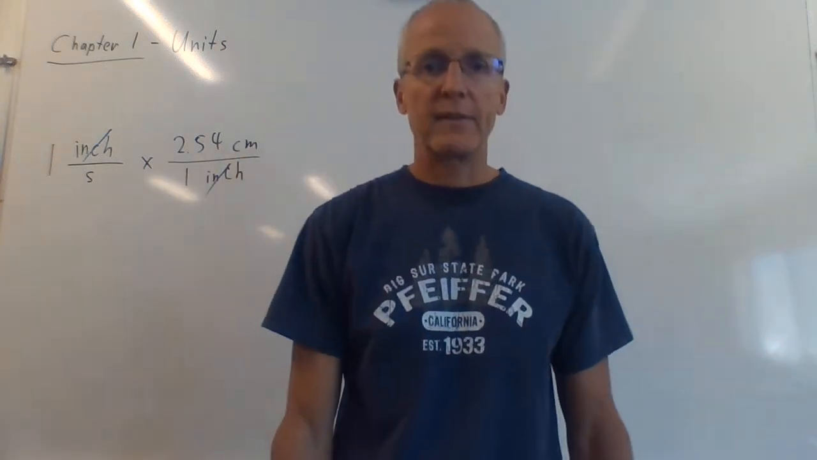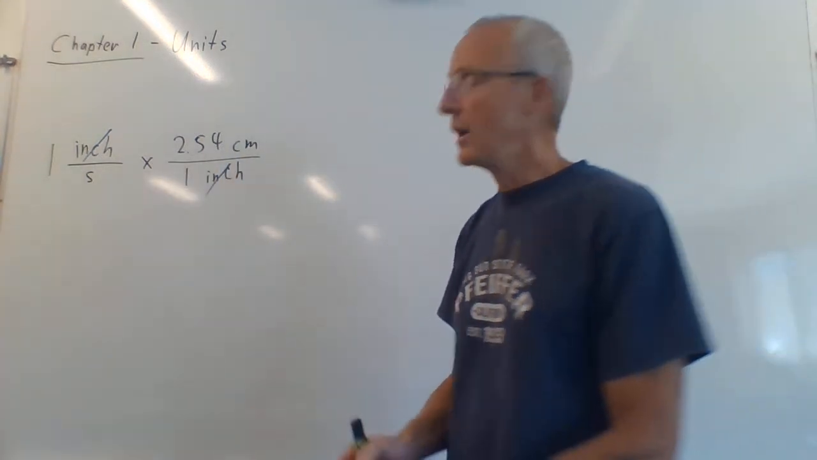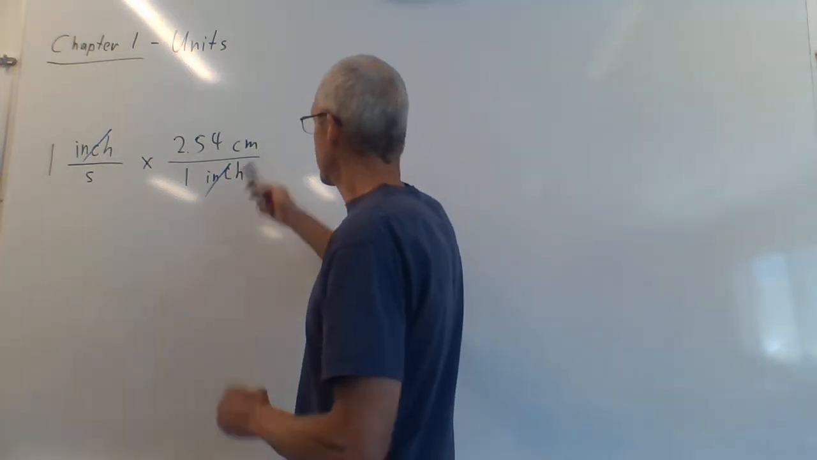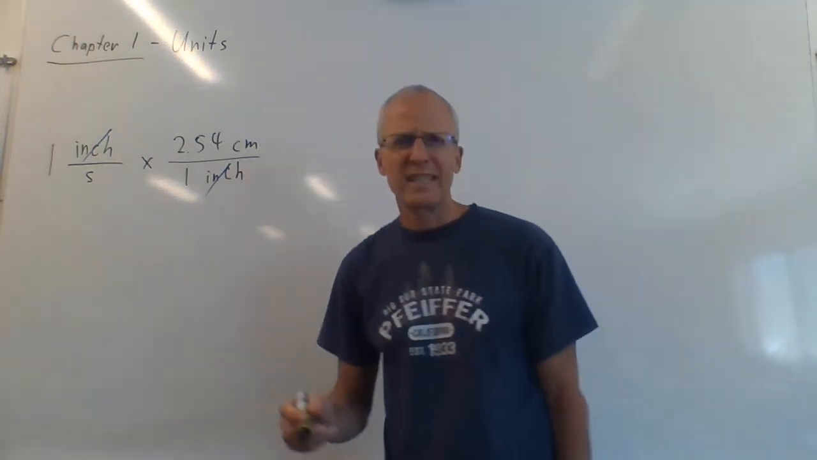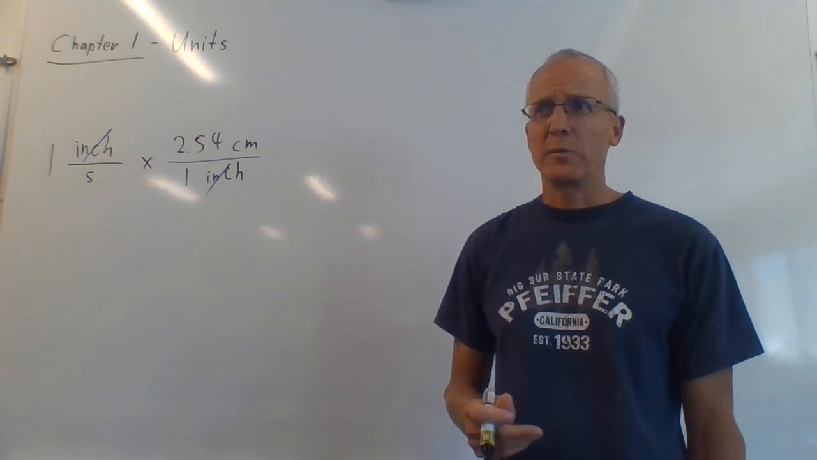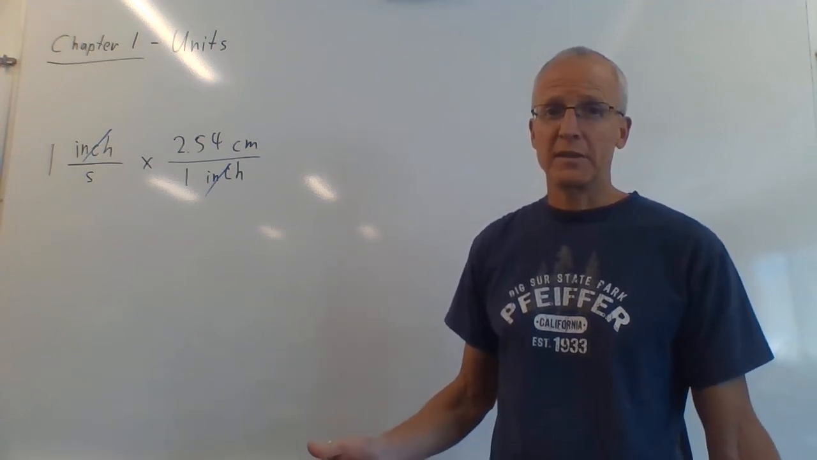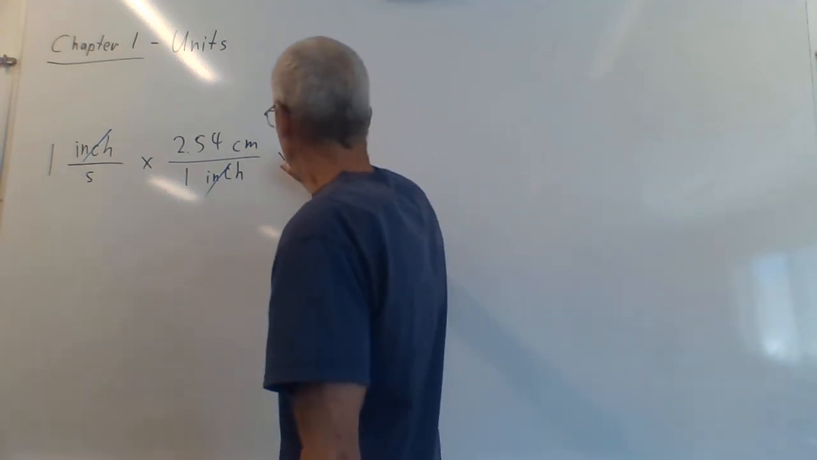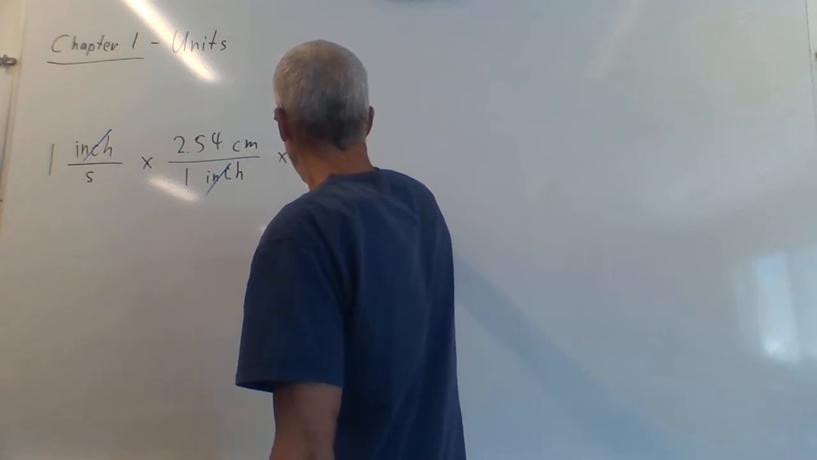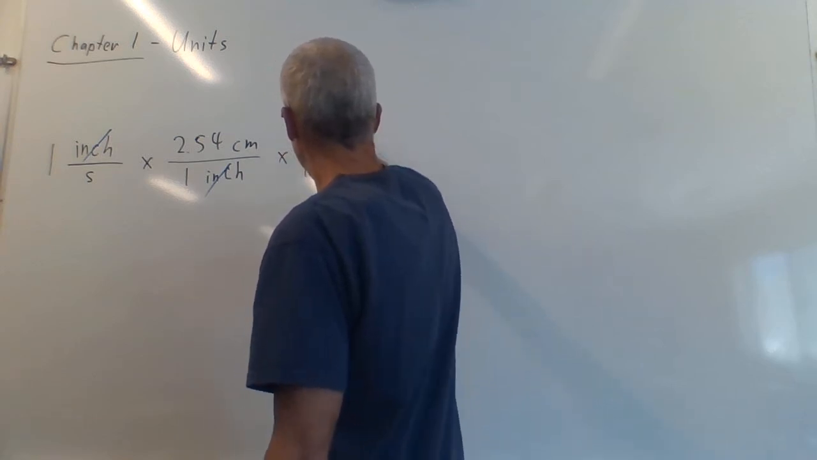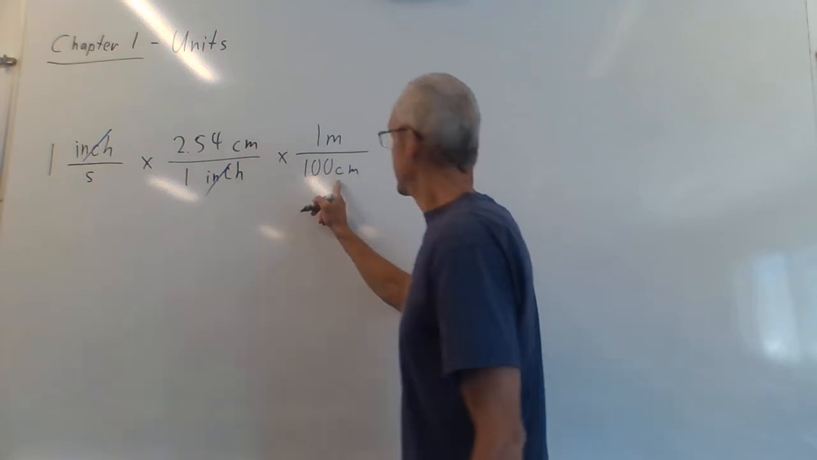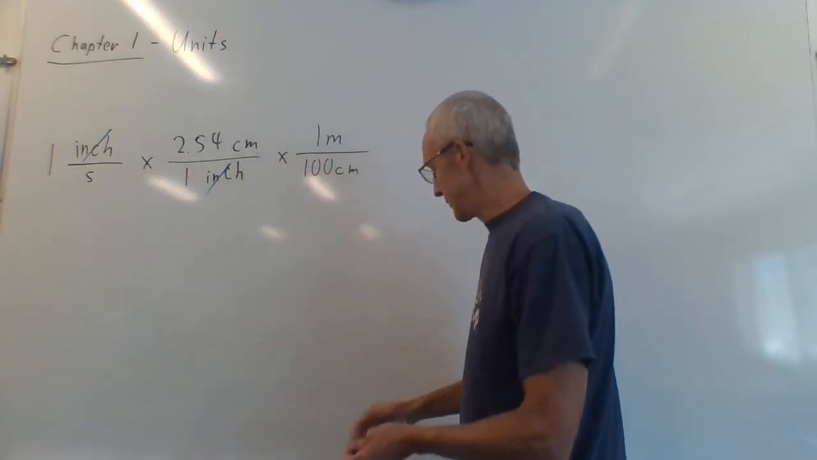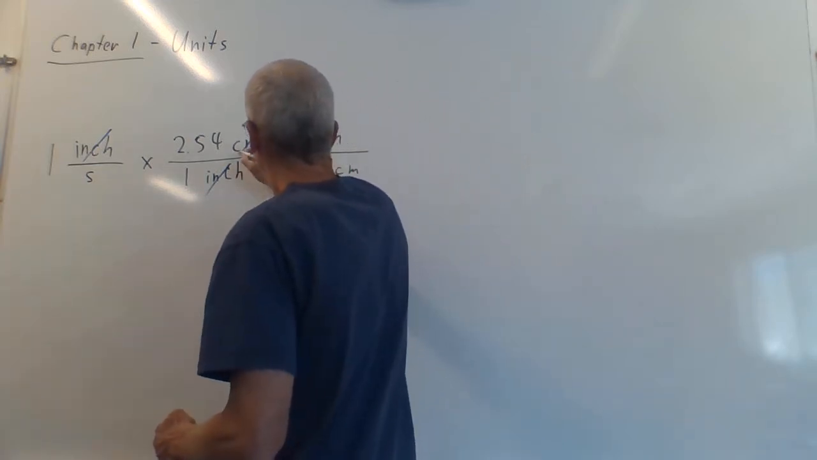If I stopped right now, I'd have centimeters per second. But we want kilometers per hour. So let's change centimeters to meters because I can do that pretty easily. I know from a meter stick there's 100 centimeters in a meter. So I'm going to put 100 centimeters in the bottom so it cancels. That's 1 meter. Centimeters cancel. So I know I did that right.